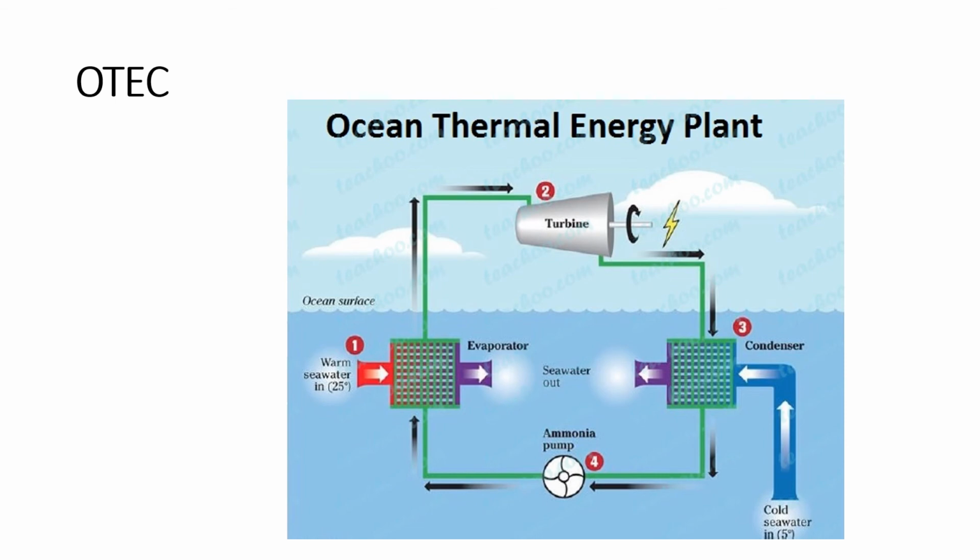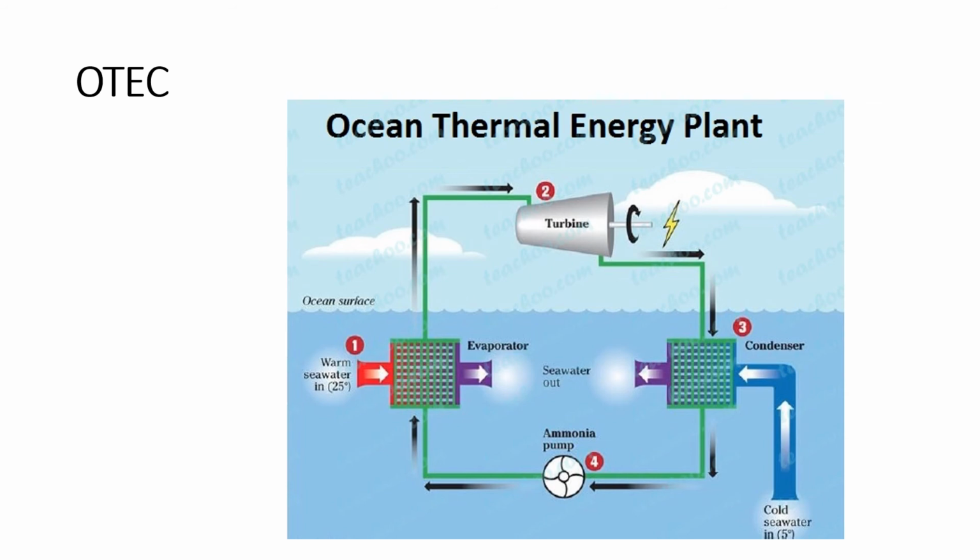The next type of energy resource is OTEC, Ocean Thermal Energy Conversion. The temperature of water in an ocean is different at different depths. The water on the surface will be somewhat hotter compared to water at the bottom. There will be a significant temperature difference between the water at the surface and the water at some depth.